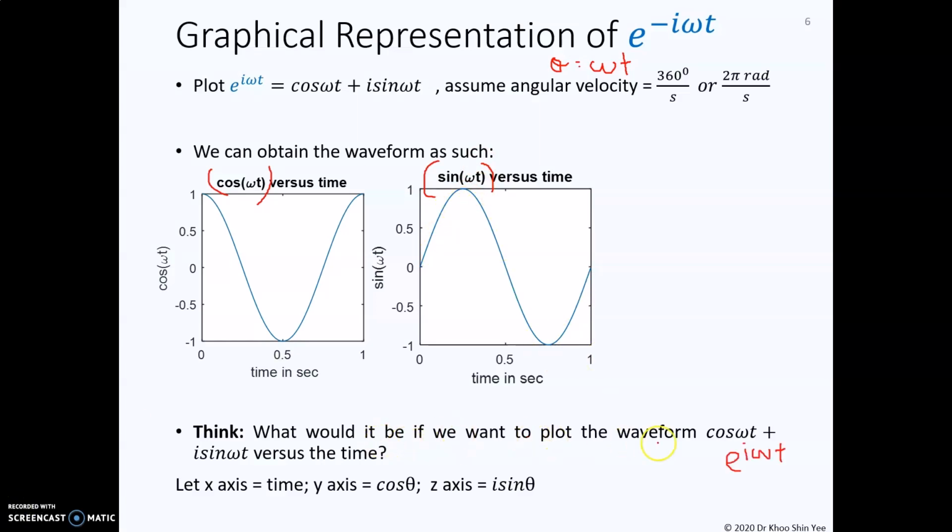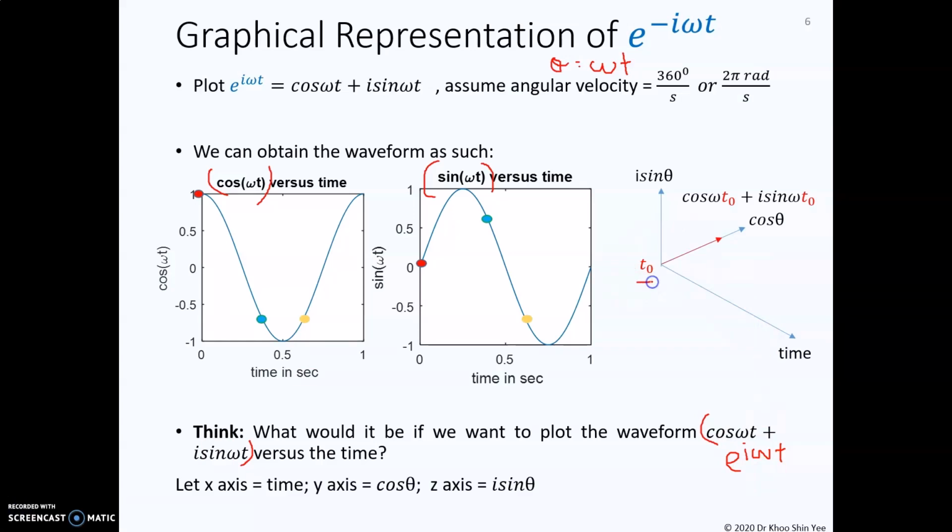So try to think, how can we plot the exponential I omega t, or cos omega t plus I sine omega t? How can we plot this? Let's have the axis cos angle, imaginary I sine angle, and also the third axis time. So previously, when we considered only the angle, you obtained a unit circle because we only considered angle. So you have a 2D plane. But in this case, we have omega t, so it will be 3D.